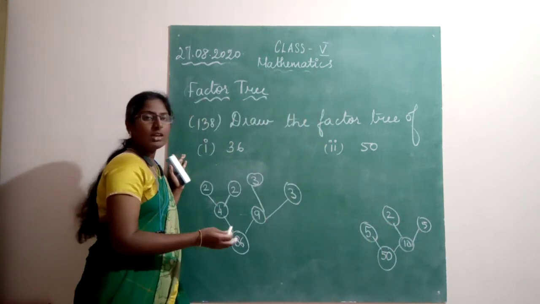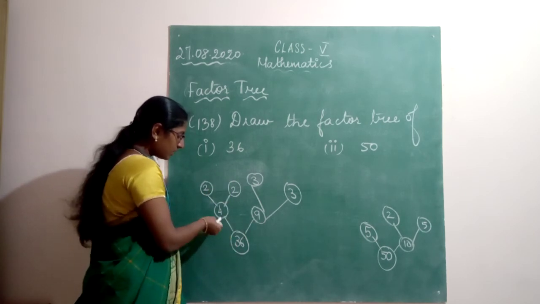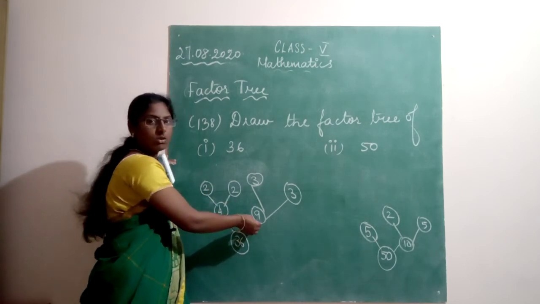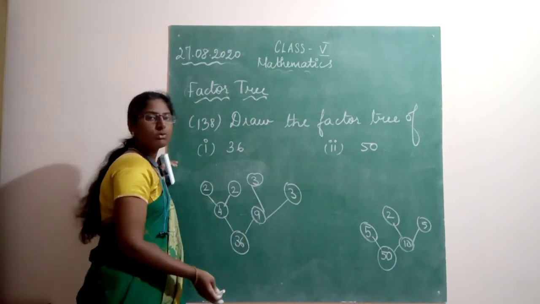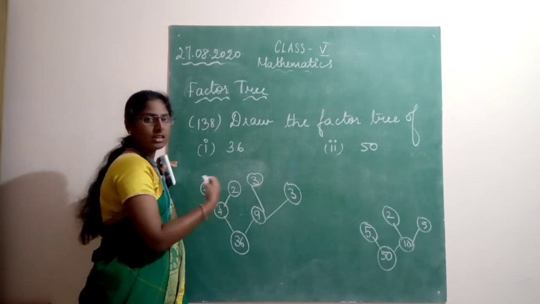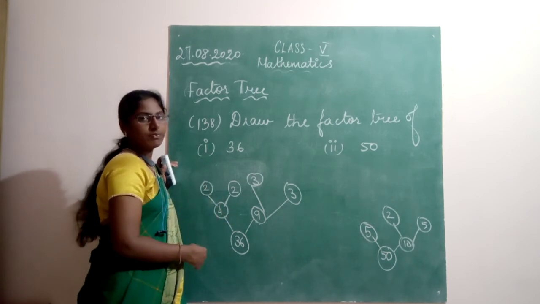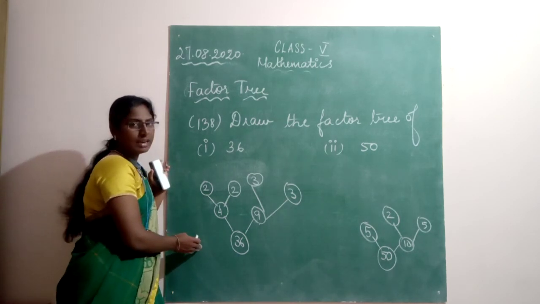You can even take some other method. Like for 36 you can take 3 12s are also. Or you can write 2 18s are. It is your own wish. You can take any two factors and you can start drawing the factor tree. So that's all. Understand how to draw the factor tree.